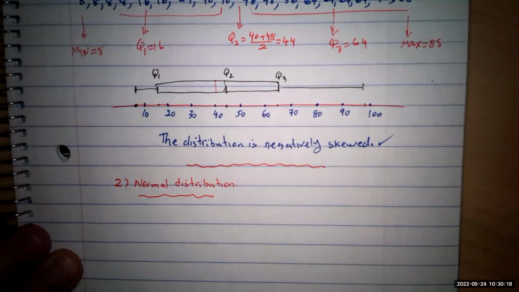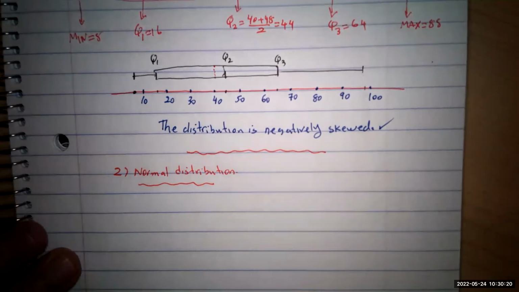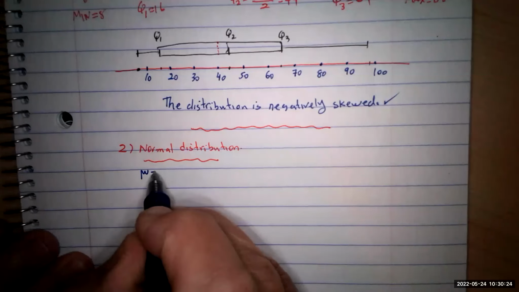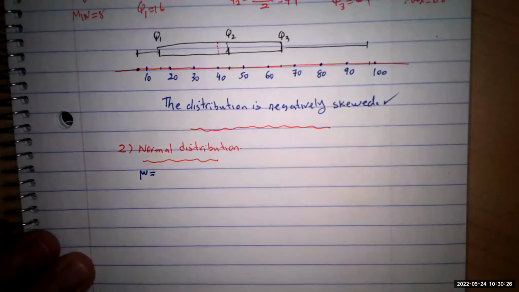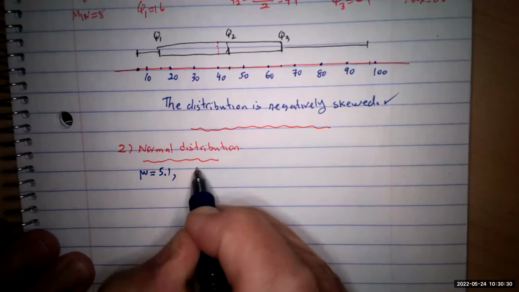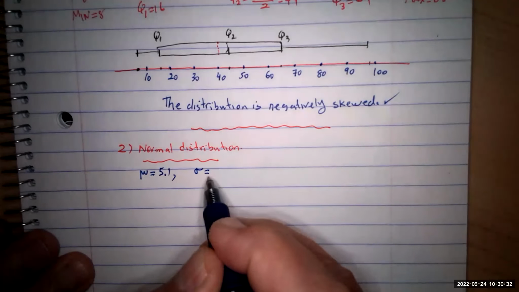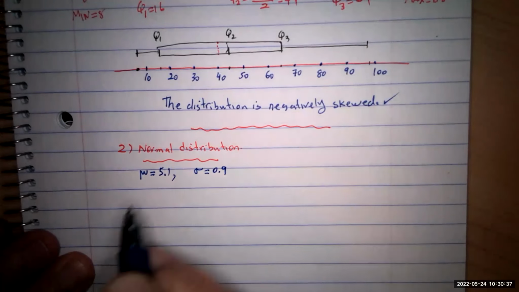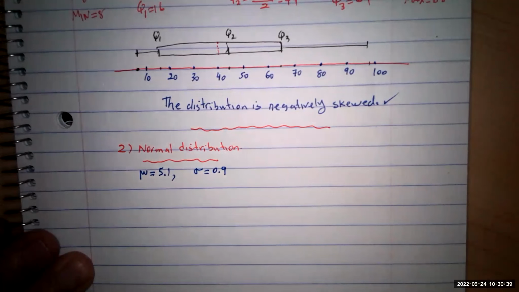And we have question number two here. It's a normal distribution case. When it's a normal, they give you the population mean, the mean of 5.1. And the population standard deviation of 0.9. You identify these two. And then the question of the probability. It's about the Native American part.